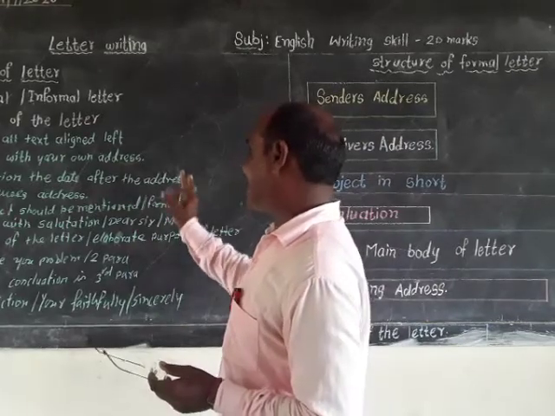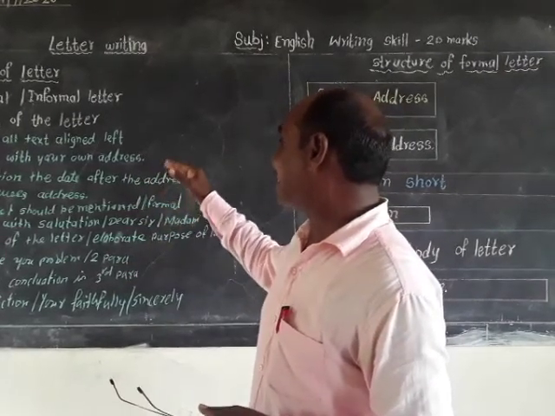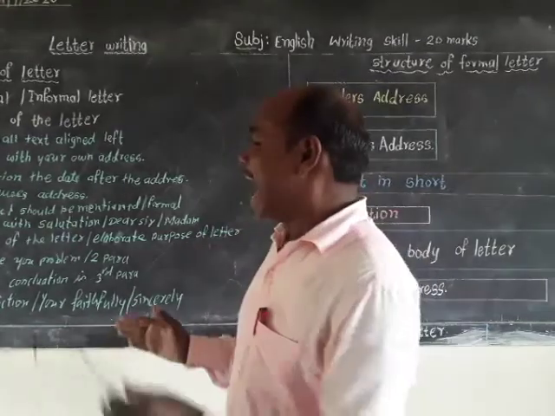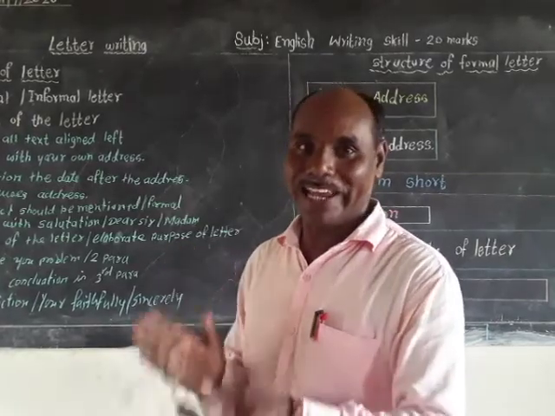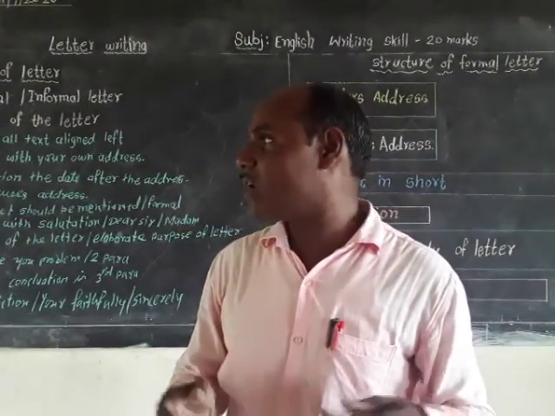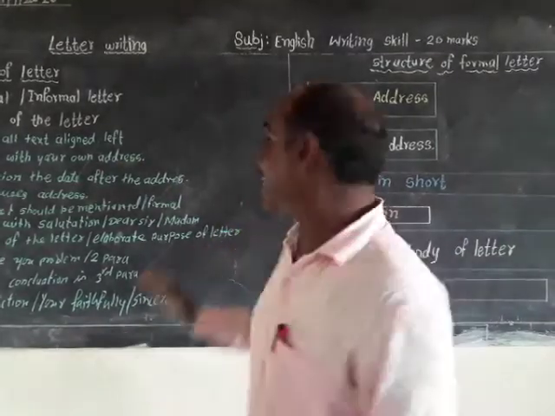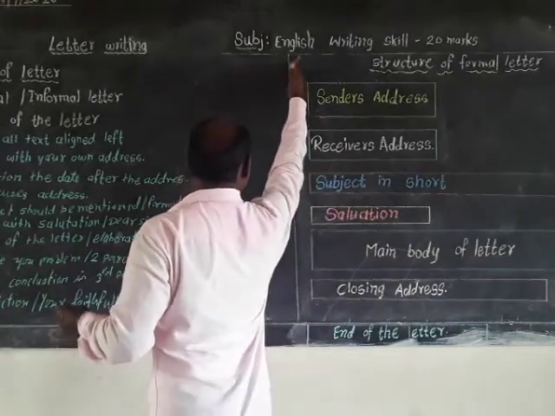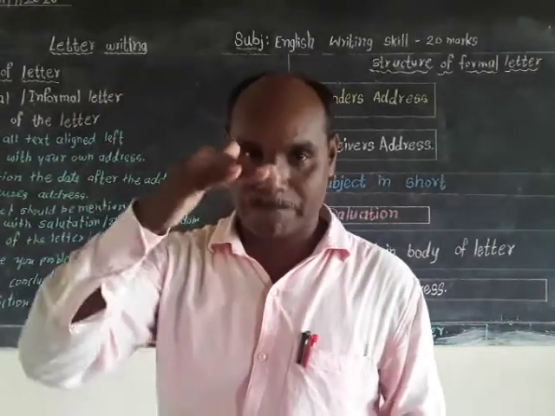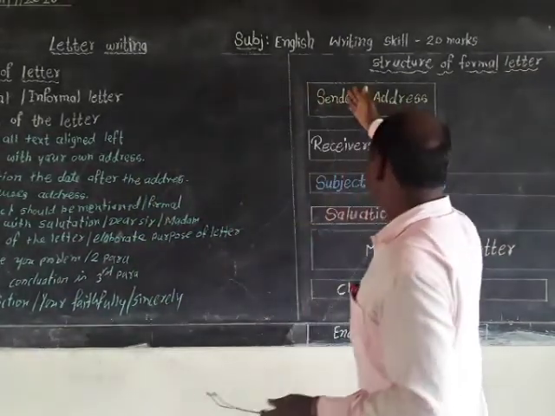First thing is that keep all text on the left side, adjacent to the left side. According to the new method, at the left side of the notebook we have a margin, and close to that margin we have to start our letter. Suppose this is a margin, and beside it you can maintain one finger space, so that it will look very beautiful. So keep all the text, whatever you are going to write, adjacent to the left side.